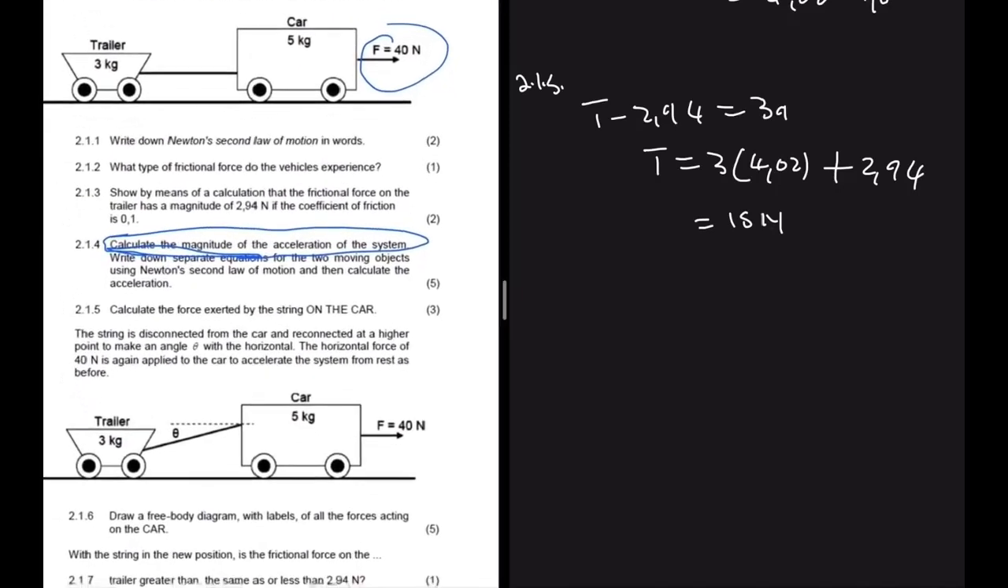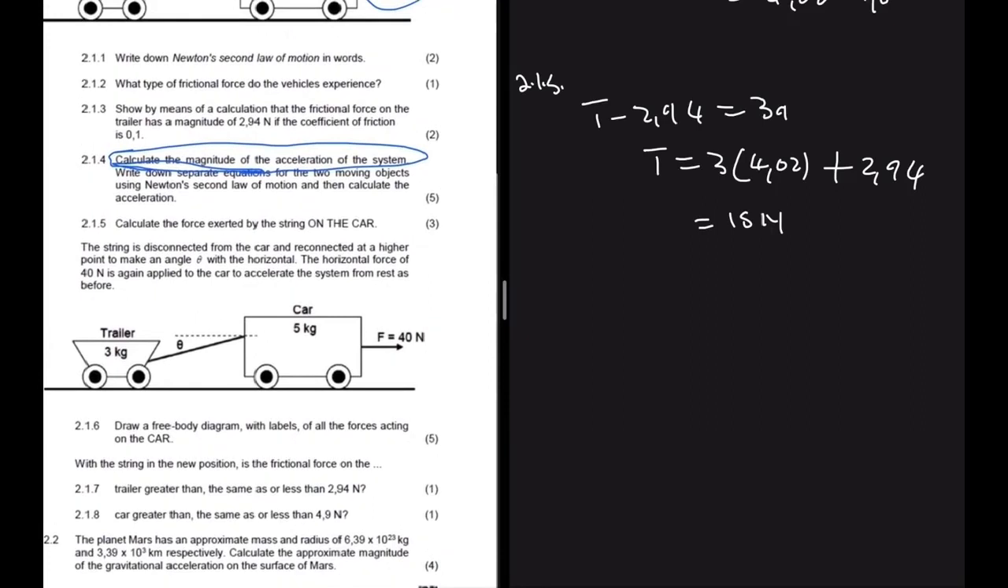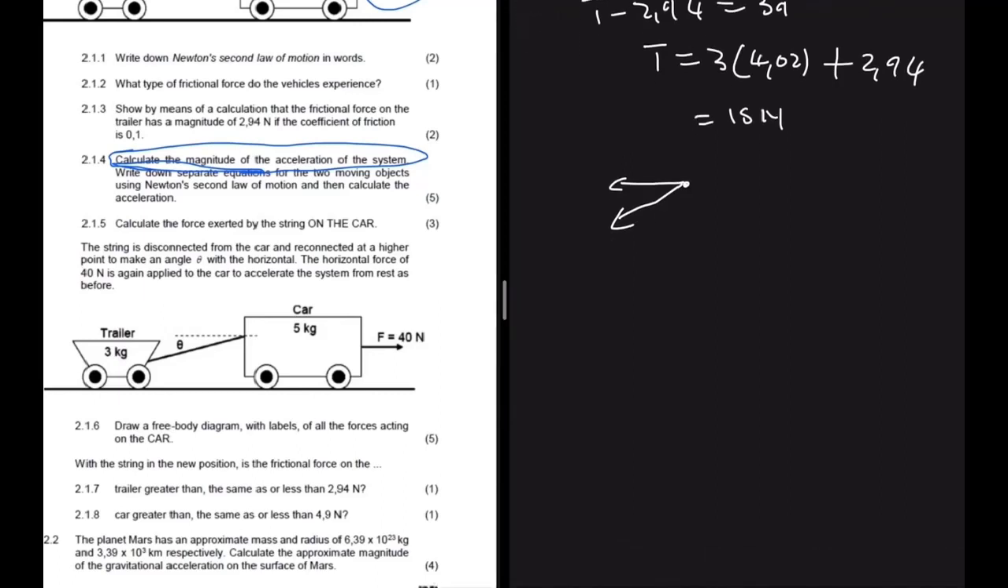And then now the question goes on. It says the string is disconnected from the car and reconnected at a higher point to make an angle theta. So we can see that the tension was something like this, and now it's slightly going down. And then the question goes on to say the horizontal force of 14 newtons is again applied to the car to accelerate the system from rest as before. Alright, and then 2.1.6 says draw a free body diagram with labels of all the forces acting on the car.